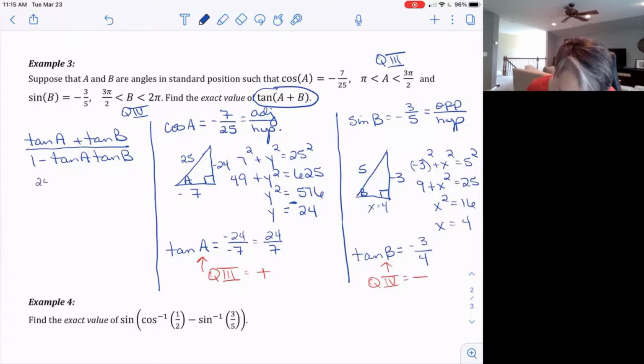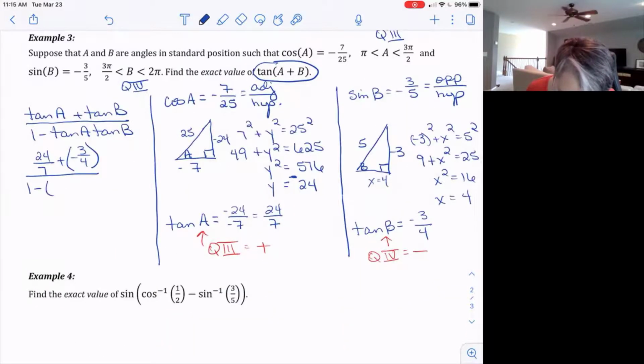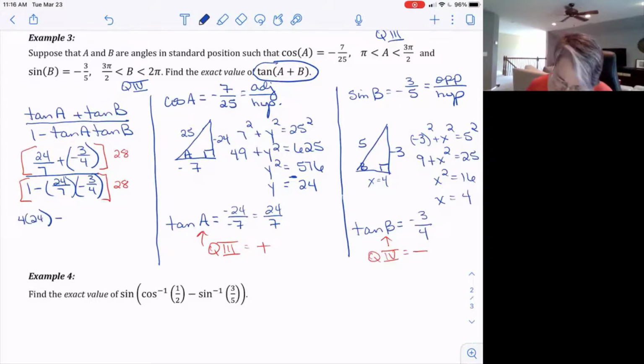Tangent A is 24/7 plus tangent B, which is -3/4, divided by 1 minus tangent A, which is 24/7, times -3/4. Now we can multiply everything at this point by the least common denominator, which would be 28. Multiply the top by 28. That means we also have to multiply the bottom by 28. So when we distribute, 7 goes into 28 4 times. So that gives us 4 times 24. Minus, 4 goes into 28 7 times. So that gives us a negative 3 times 7.